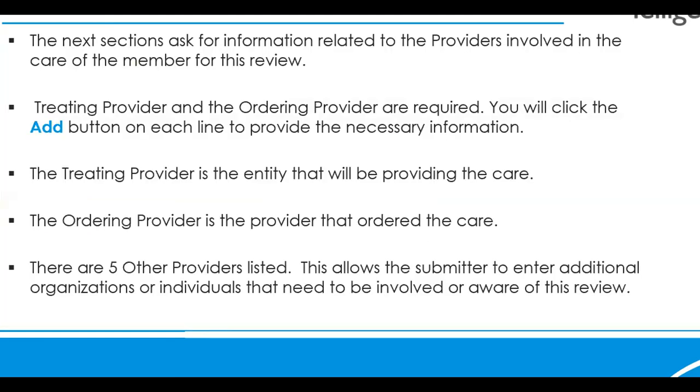After that is our provider panel. In the provider panel, you'll be entering a treating provider and an ordering provider, which are required. And then you'll have the ability to list other providers or additional providers in that panel as well. If there are other providers or other agencies that need to be able to view or have visibility into this review, you'll have to make sure that they're included in that provider panel. And we'll walk through how you can add those into the system.